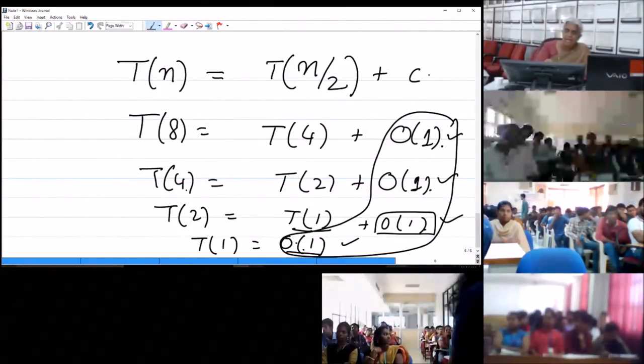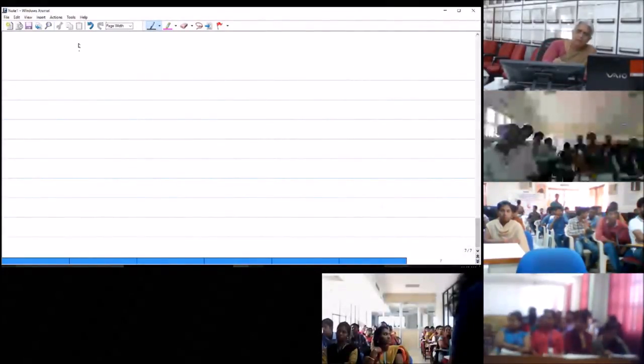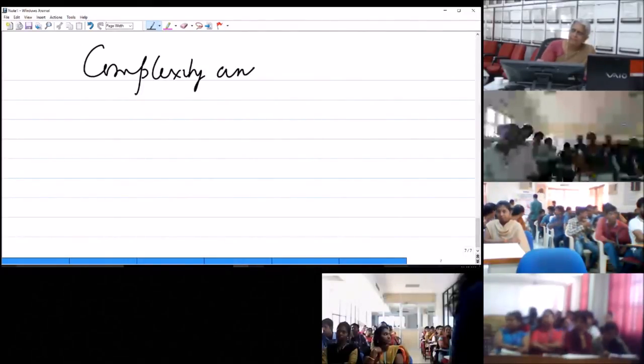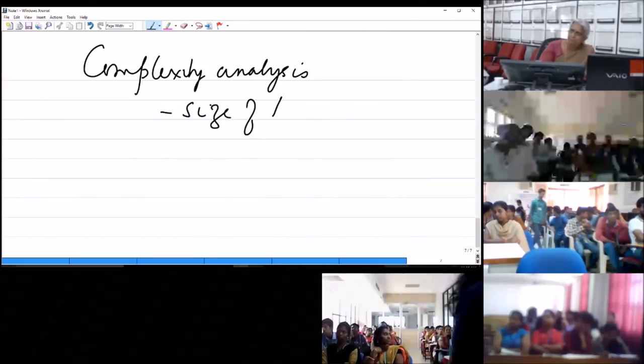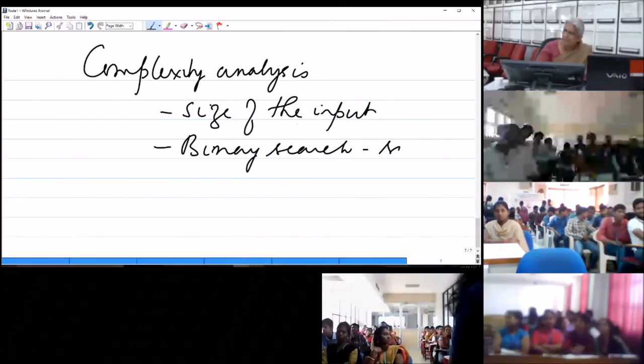Now what we want to do is, because the array size is n, we need to relate the total number of comparisons that we have made with the size of the array. There are two kinds of size. One is the size of the input when you do complexity analysis. Analysis is based on the size of the input. And what is the size of the input here? In binary search, it is the size of the array. Okay.